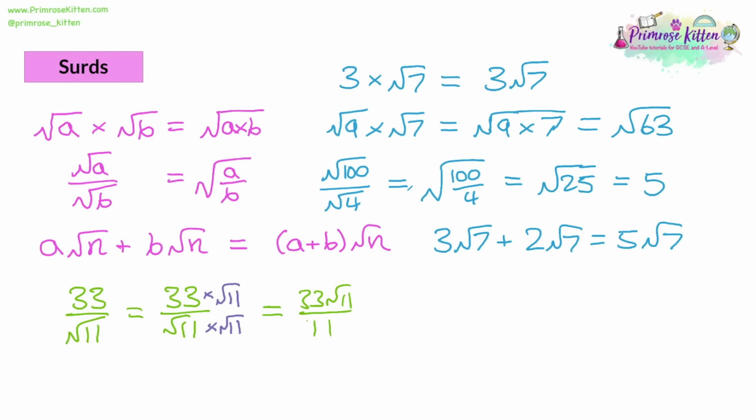And let's just make a note at the top. If you've got, say, root a multiplied by root a, then that will give you a. Another thing to watch out for when rationalising the denominator is that we can actually do the division here. We've got 33 over 11. 33 divided by 11 is 3. So that will give us 3 lots of root 11.